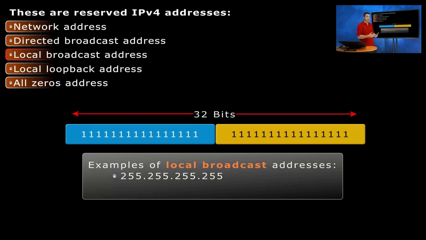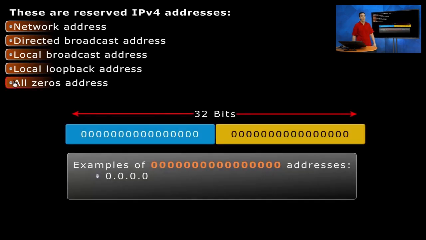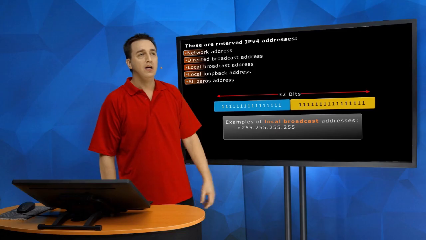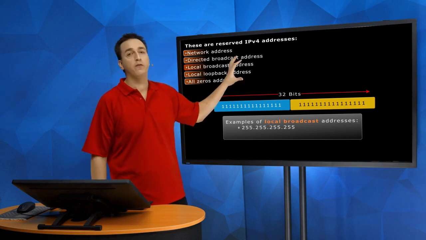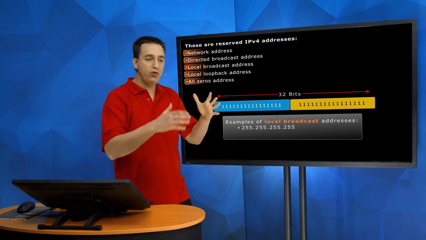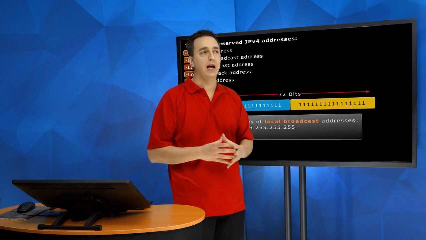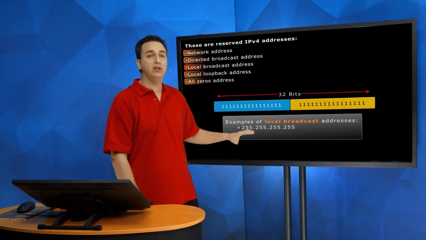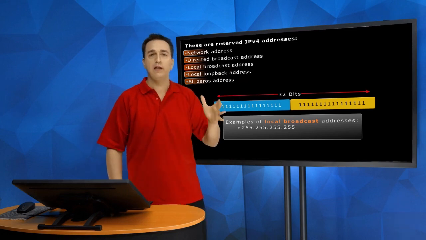So the source of a DHCP discover message is all zeros right here, meaning I don't have an address. So I'm just going to use all zeros, and the destination is going to be that local broadcast address of all ones. That way we can find our DHCP server. So these are important IPv4 addresses to remember because you are not allowed to assign them to end stations or any other device in your organization because they're all reserved for a very specific purpose.